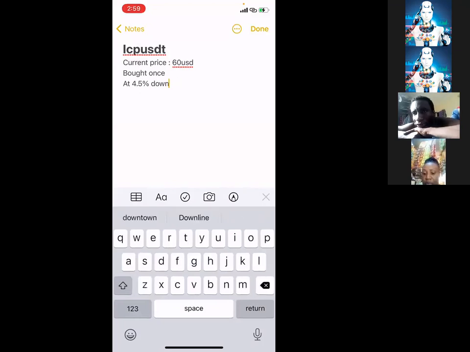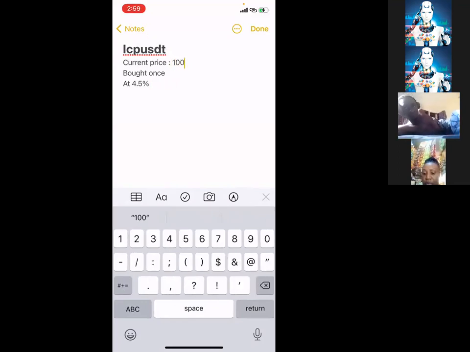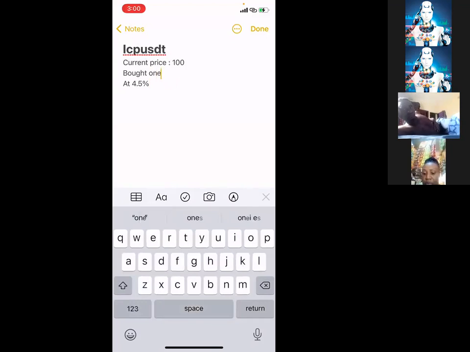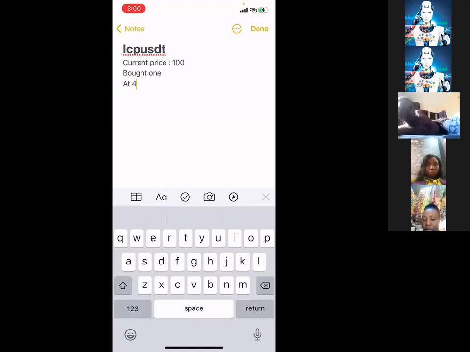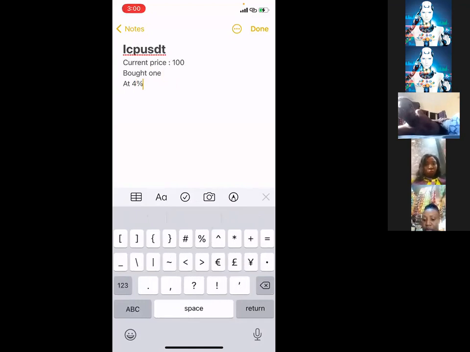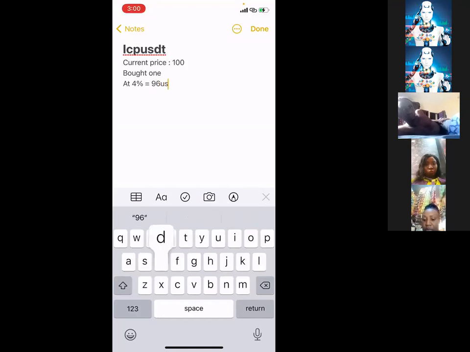Okay, let me make it easier. Assuming for you to understand, assuming the current price is 100, please, let us use 100 for easy calculation, okay? And then you bought once. That means you bought 1 of this coin. Now at 4%, what is 4%? Watch. 4% means the price is now what? The price is now $96. That's what it means.